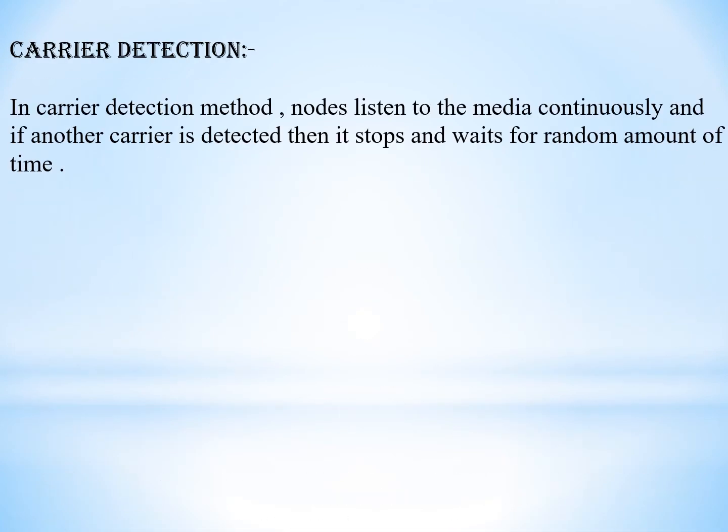Next comes carrier detection. In carrier detection, the node listens to the media continuously. If another carrier is detected, then it stops and waits for a random amount of time. For example, if one node is already transmitting the data and another node is on its way to transmit the data, both of them will wait for a random amount of time and then start the transmission.